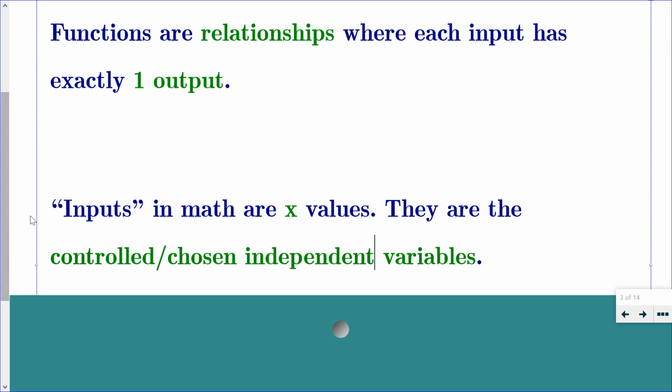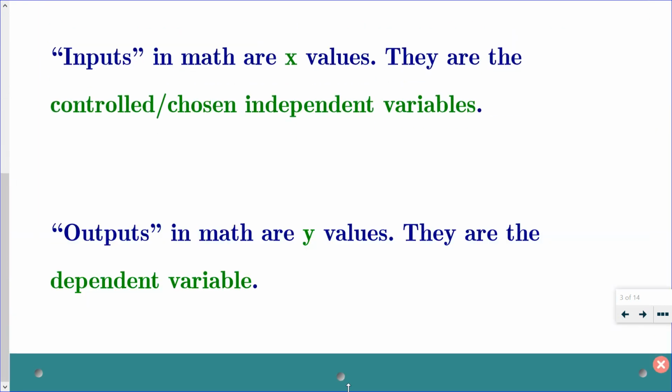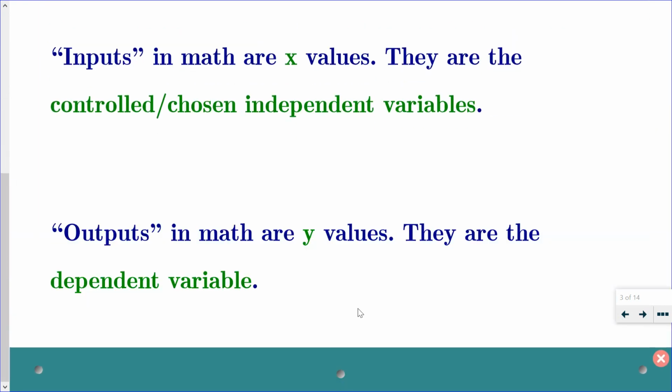And lastly, if we have independent variables, we also have dependent variables. Those are our outputs, or our y values. They tell us what happens when we have an x value and we do some change to it and something happens. So it's that something that happens.